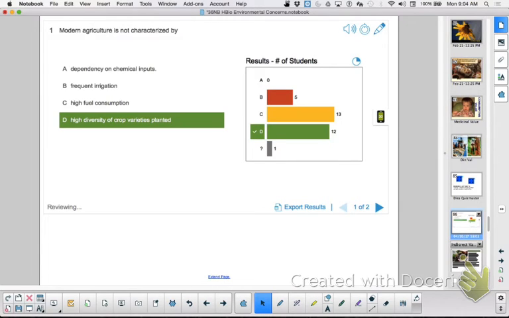Notice this word right here is "not characterized by." Check with your bio buddy, because only 12 of you got it right. Show your bio buddy your slide. Discuss. Reread. Did you misread it?